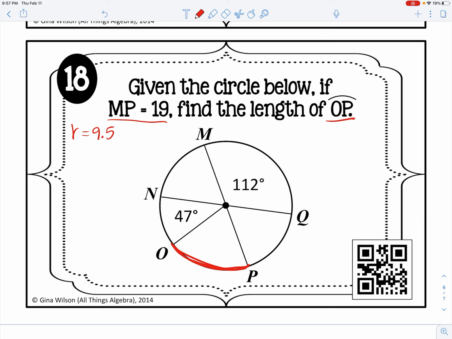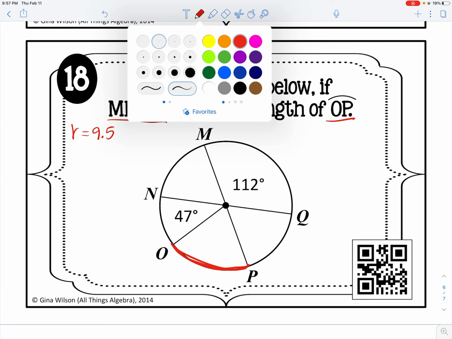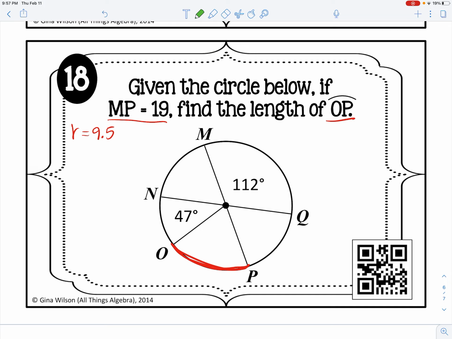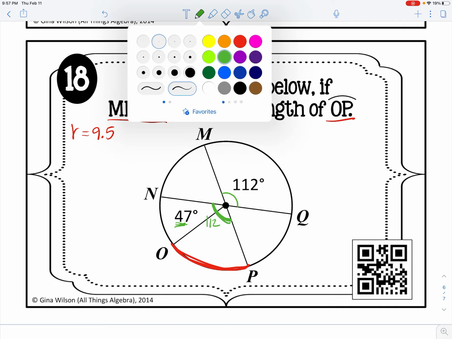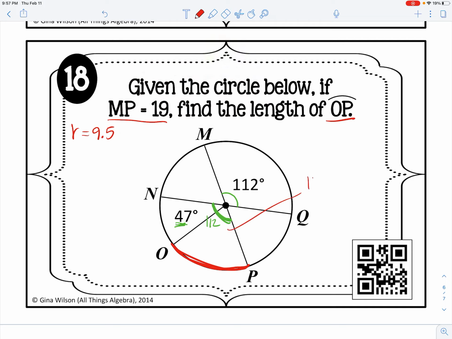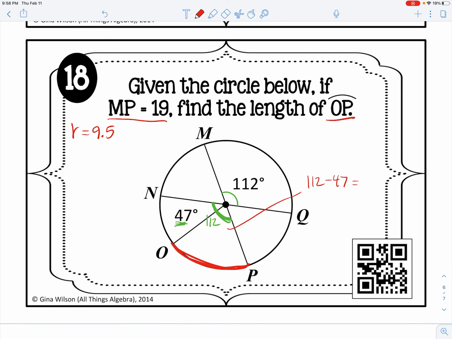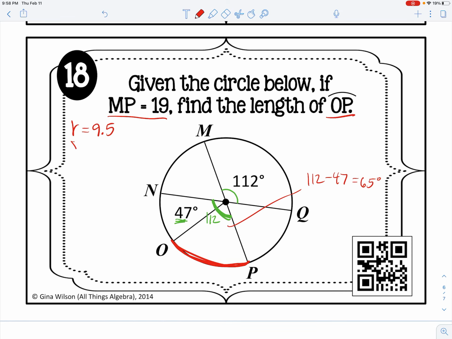Okay, so this one's a little weird. So we need to find that angle. So if we look, this angle is across from this whole angle right here. Okay, so this whole angle is 112. Okay, we don't want that 47. So to get our angle that we need in here, we can take that 112 and subtract 47. Okay, and so when we do that, I get 65 degrees.